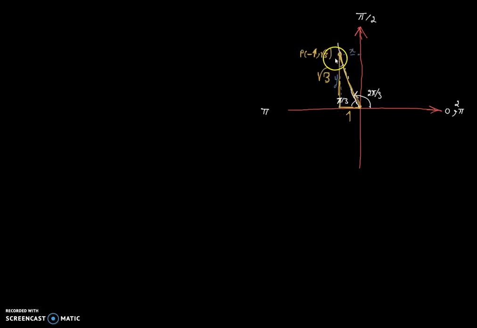You could use the distance formula, which is, let's call this point O, and then OP would be the square root of x2 minus x1.